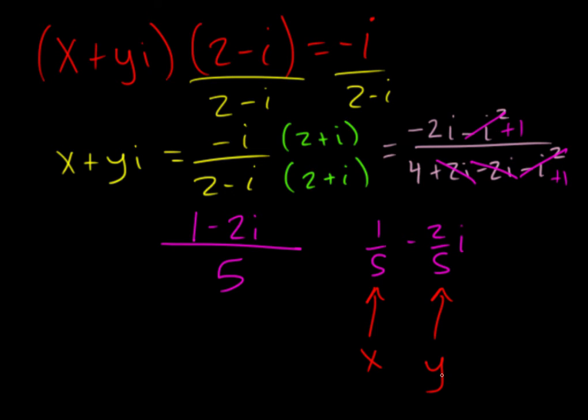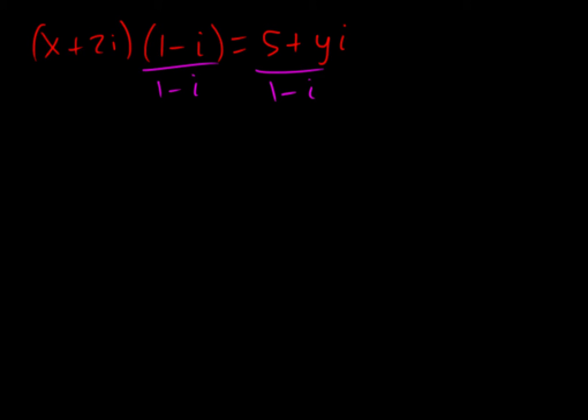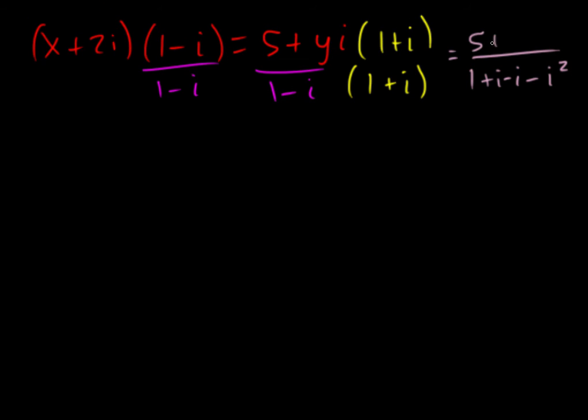Okay, let's try another one like that. Okay, so we have (x plus 2i) times (1 minus i) equals 5 plus yi. So we're going to divide by 1 minus i. And we need to get a complex conjugate, like that. And when we do that, 1 times 1 is 1, plus i minus i squared. And we'll get 5 plus 5i.